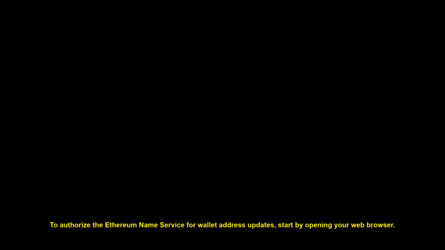To authorize the Ethereum Name Service for wallet address updates, start by opening your web browser. Navigate to the Ethereum Name Service's official website. Once there, locate the Connect Wallet option, usually found in the top right corner. Click on Connect Wallet to initiate the process.